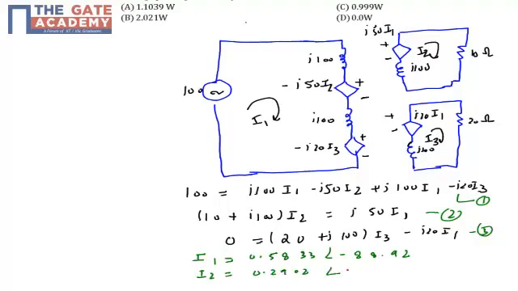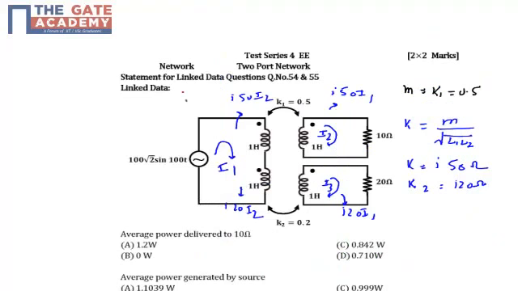The current I2 will be 0.2902 at an angle of 83.2, and similarly the current I3 will be 0.1144 at an angle of 77.6.